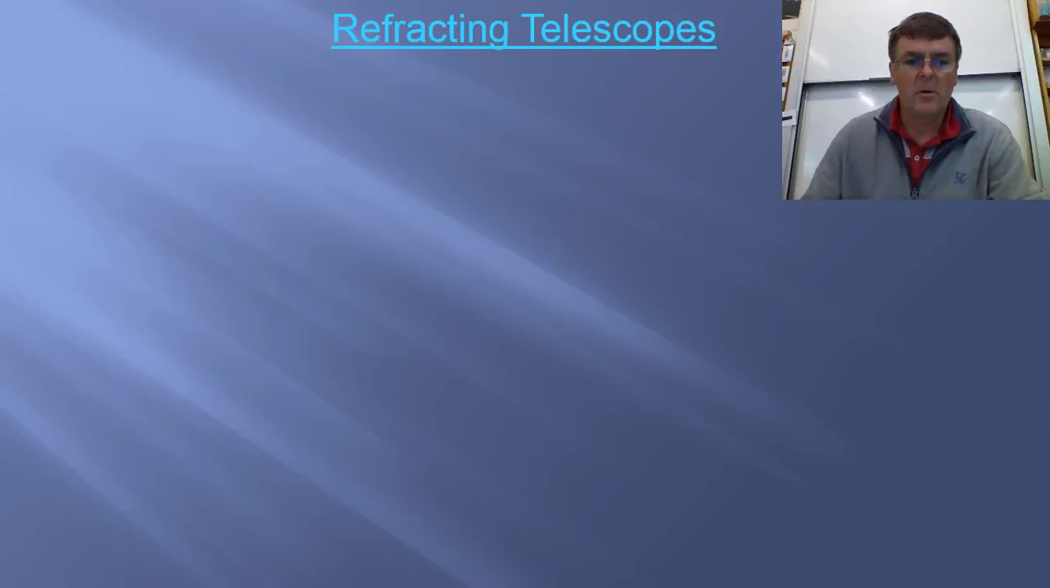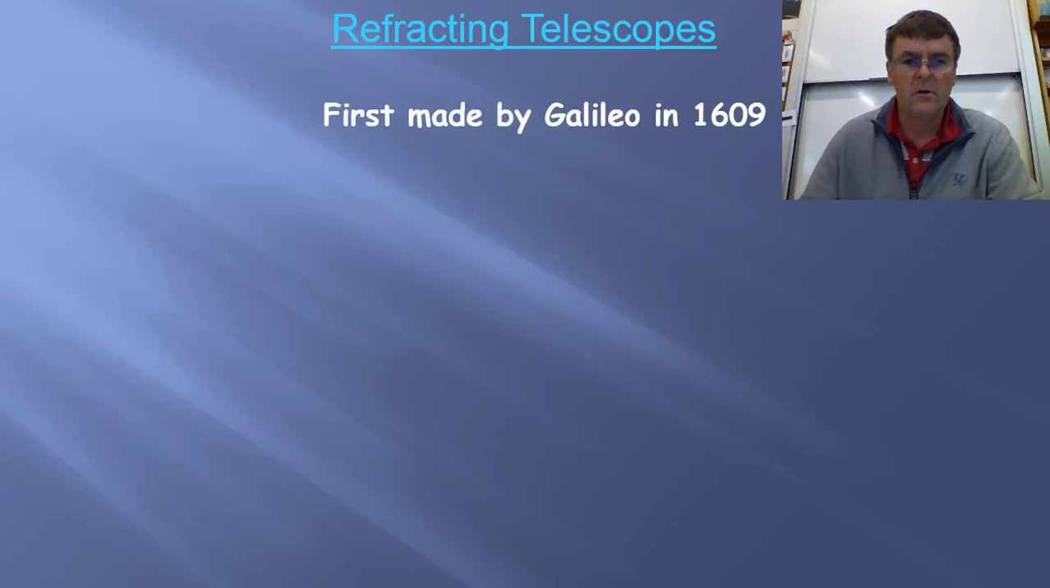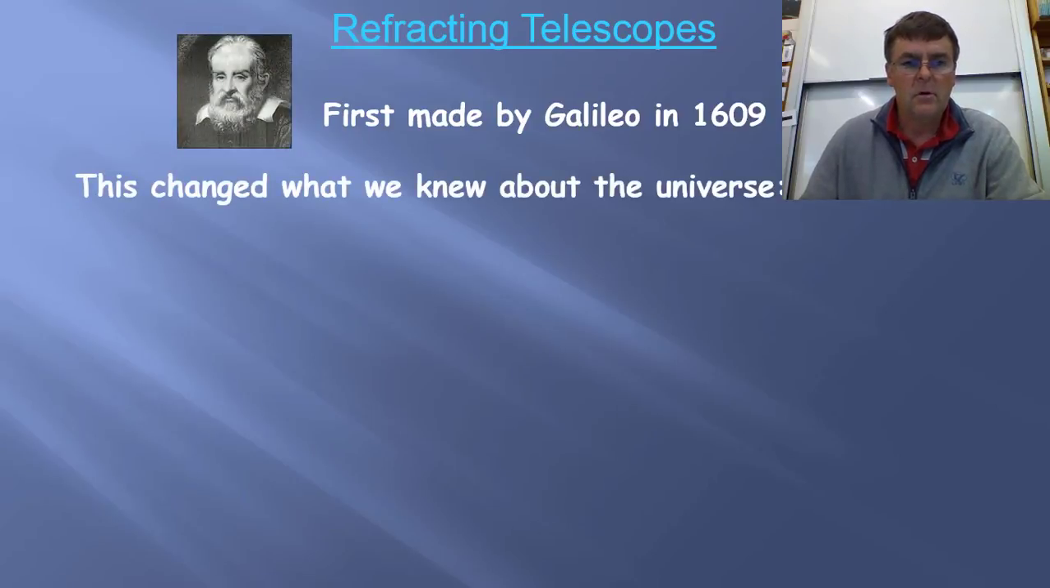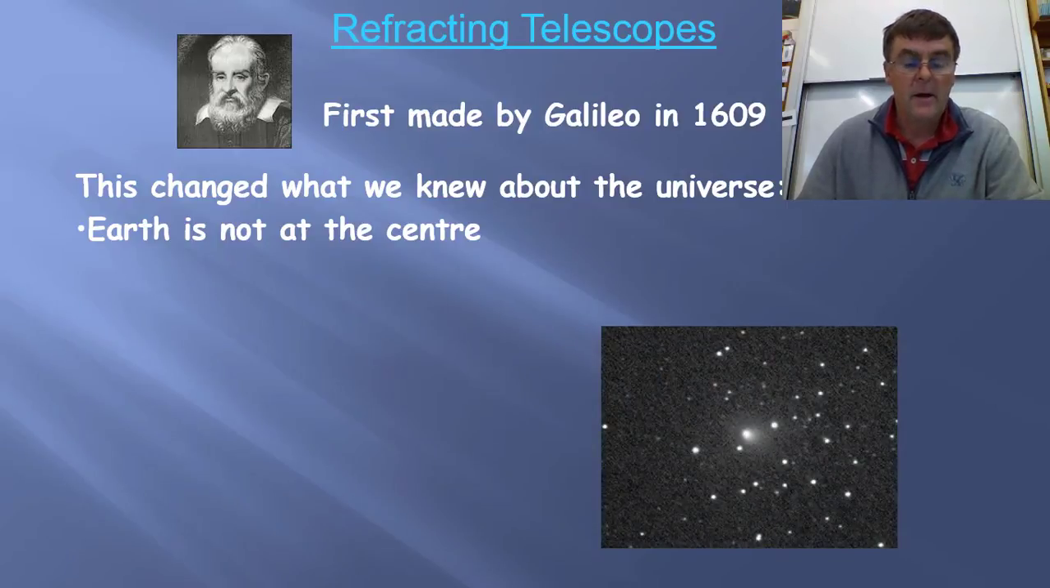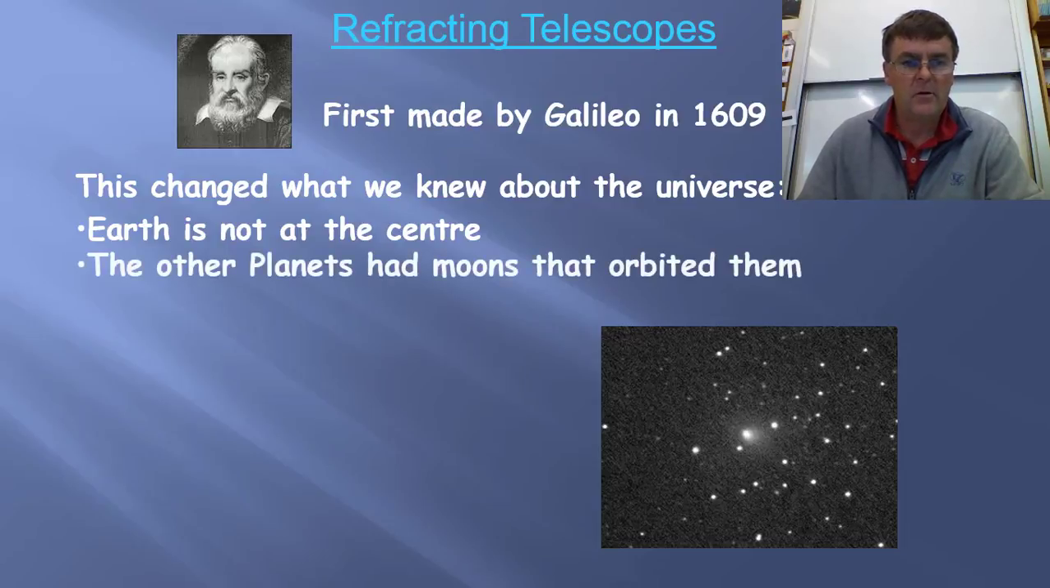So refracting telescopes are the ones we're going to look at first. These are the classic ones you see the pirate captains looking at across the oceans through. And they're attributed to being first made by Galileo back in the 1600s. And he got himself in trouble with these things because he changed a whole lot of what we knew about the universe. Prior to his looking through telescopes, we thought that the Earth was at the centre, and it's not. And that got him in a spot of bother with the powers that be, and they actually stuck him under house arrest for a number of years.